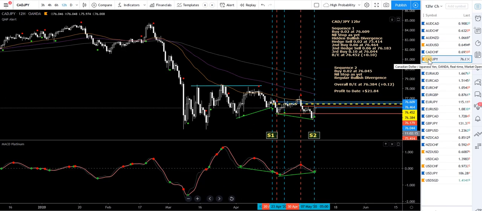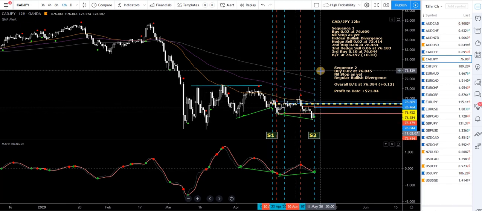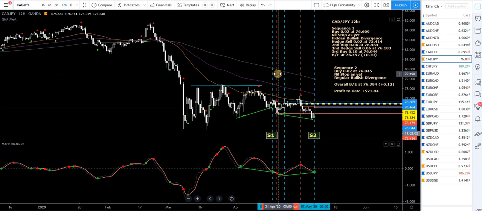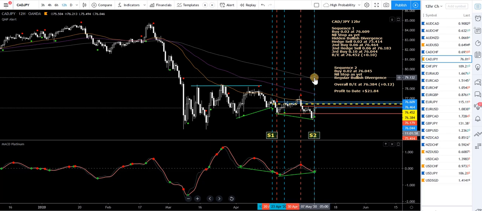CAD yen, moving right along. All right, we had a new buy signal this morning. I'm already in this sequence 1, so I've added to that. So it's a third buy. So we had a buy, hedge sell, second buy, second hedge sell, third buy.